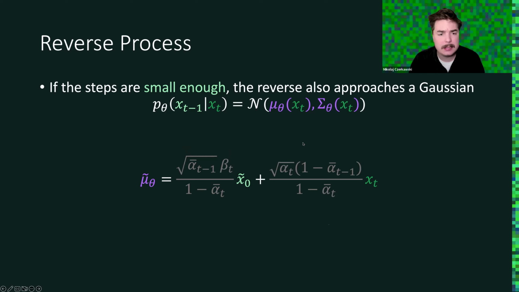So that means that we have access to xt, so we can actually reparameterize this problem and focus on approximating x0. If we approximate x0, we can use this equation to approximate the mean parameter. Okay, now how do we find x0?